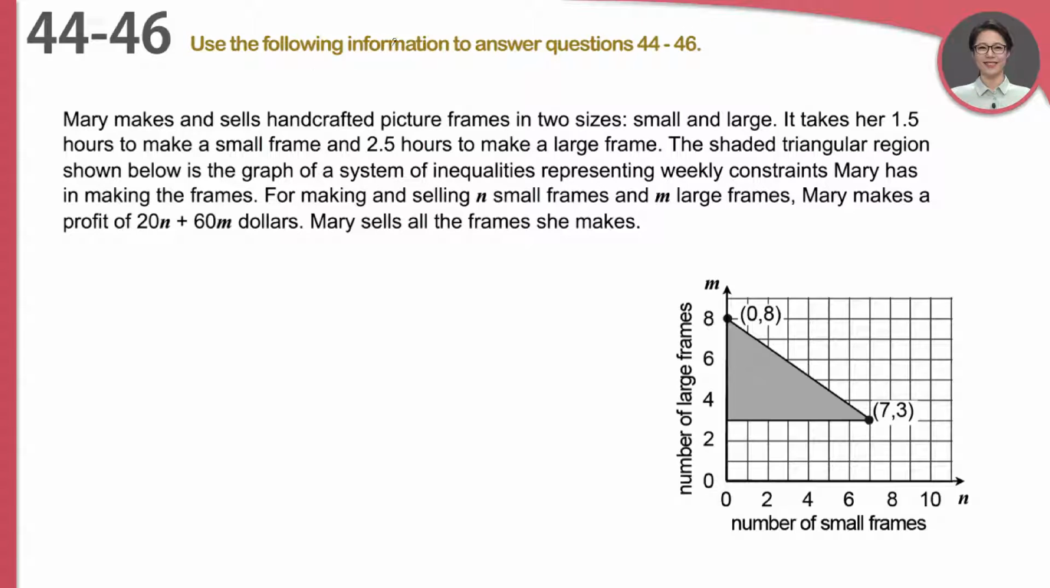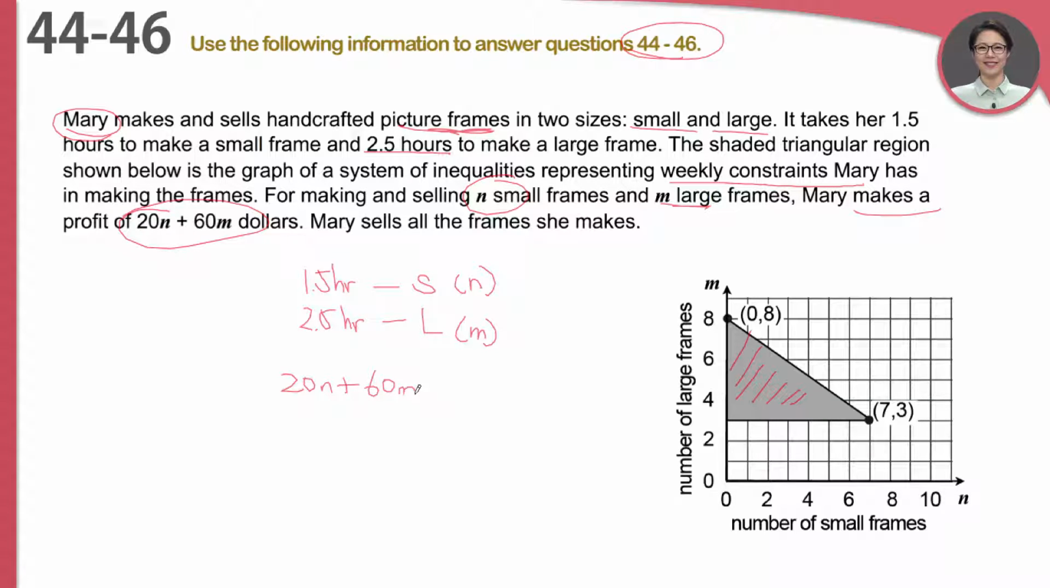Question 44 to 46. Use the following information to answer questions 44 to 46. Mary is making picture frames in 2 sizes, small and large. It takes 1.5 hours to make a small one, and it takes 2.5 hours to make a large one. The shaded region shows the weekly constraints Mary has in making the frames. Mary makes a profit of 20 per small and 60 dollars per large. It's better to make the large one because for one large, you need to make 3 small in order to have the same profit. If you make one, that's $60. If you make 3 here, $60. So it's better to make more large than small, right?